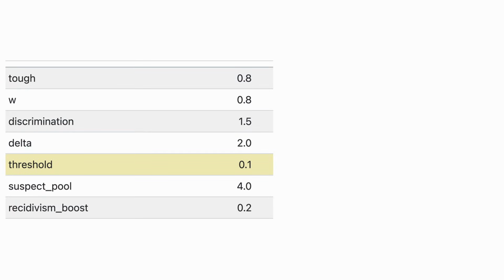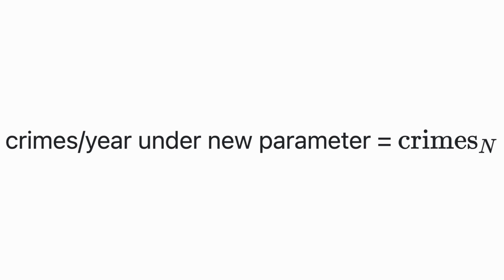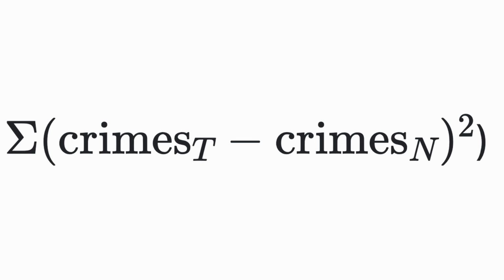And then what we do is we adjust the parameters while holding everything else constant. So if, for example, the true parameters look like this, and we are adjusting threshold, we would fit a data set where threshold is at 0.1 and 0.2 and 0.3 and 0.4, etc. At each of those iterations, we're going to compute the output, which we will call crimes N, for crimes new, I guess. If we were trying to match the crime rate year by year, we're going to compare crimes T to crimes N, and then we might, for example, compute the sum of squared errors like this to evaluate the fit.